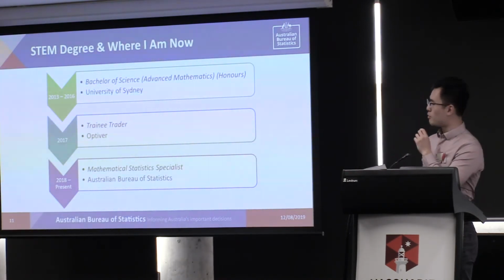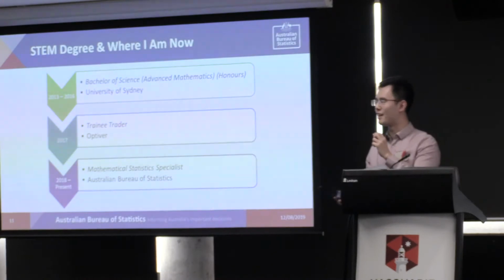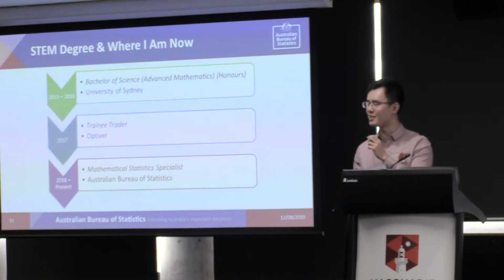After I graduated from uni, the first place I went to was Optiva as a graduate trader. Some of you might have heard of Optiva as a high-frequency trading firm, and if you don't know what that is, that's okay. Basically, think of it as like a finance place with all of the stereotypes associated with that. And I think suffice to say, I did not belong there. So the year after, I jumped ship and I joined the ABS, also as a mathematical statistics specialist.